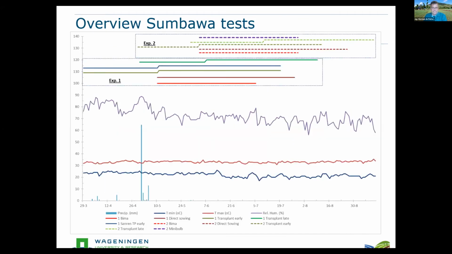Sumbawa, it's similar to what we did at Purwakarta, only with a different variety and different location. And we only had 2 experiments. And the climatic data also indicates that the temperature was slightly higher, and also the precipitation was much, much less. It's only at the start of the experiments that you can see a few showers, and after that, it remained dry.